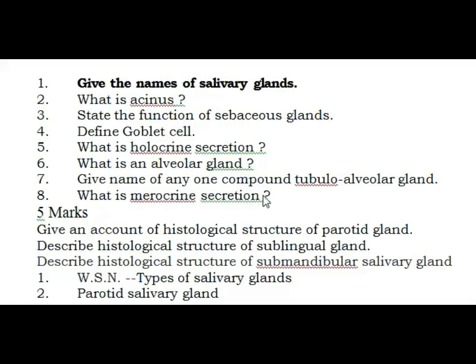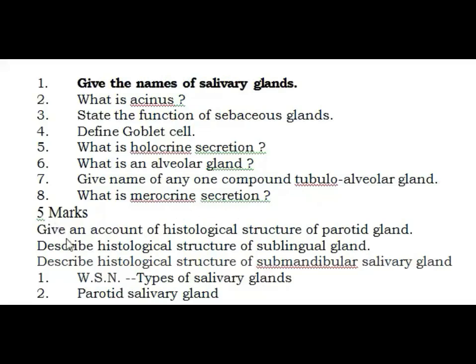Give the name of any one compound tubular alveolar gland. Here you have to give an example of a tubular alveolar gland. If you remember, you can give the answer. The mucus secreting glands are tubular alveolar glands here. What is merocrine secretion? In the case of merocrine secretion, if you remember the modes of secretion, we have seen different types: holocrine, merocrine, and apocrine secretions. In merocrine secretion, through exocytosis, vesicles release their content on the surface of a cell. That is merocrine secretion.